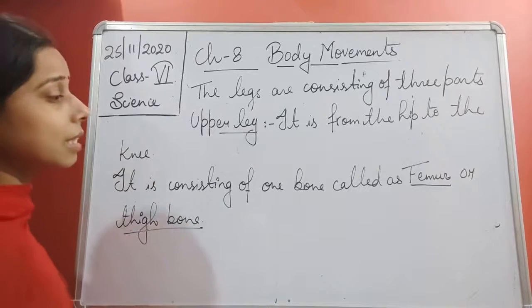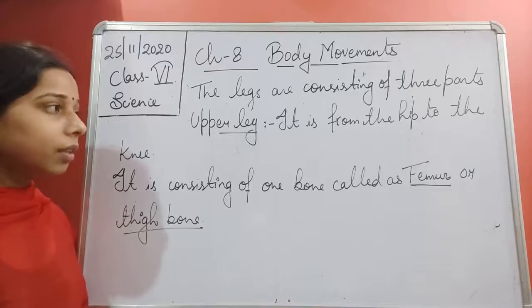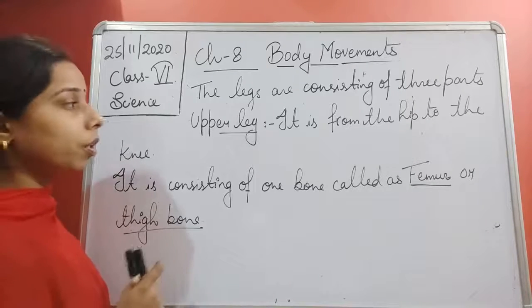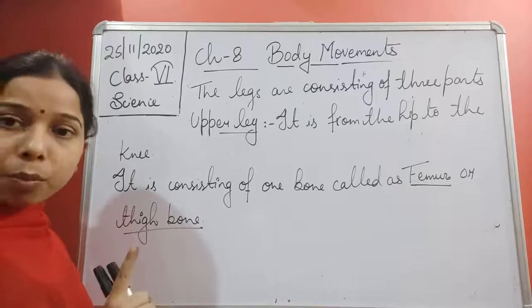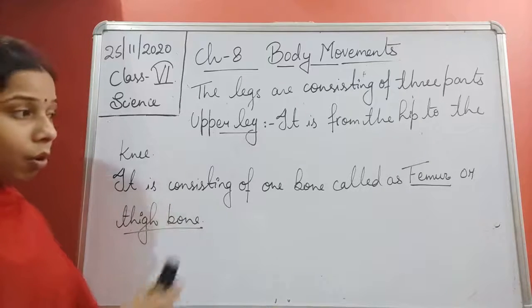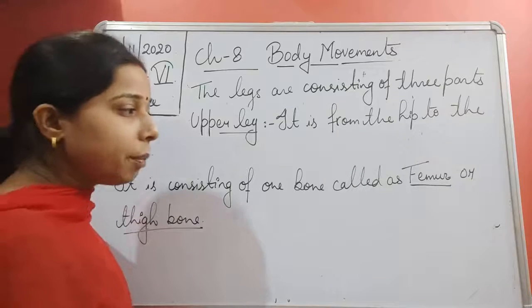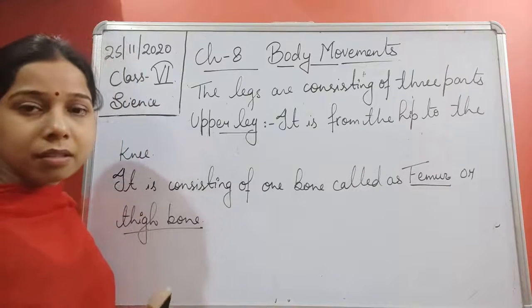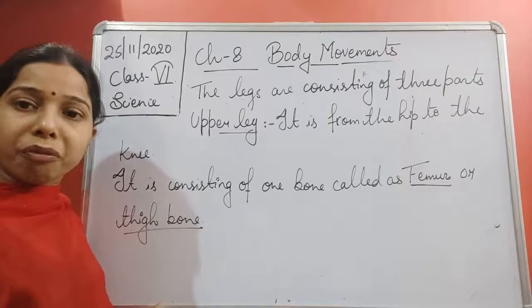Okay, so it consists of only one bone called the femur, or the thigh bone. From the hip to the knee, the upper leg consists of one bone, the femur, or thigh bone. Let me tell you one more thing, students: the femur, or thigh bone, is considered to be the longest bone in the human body.